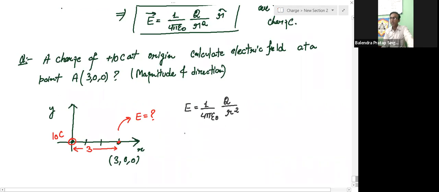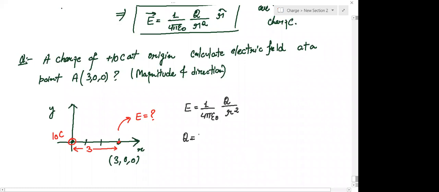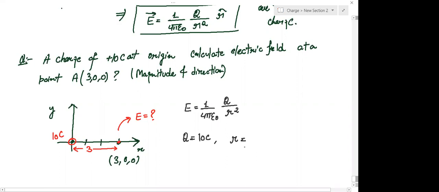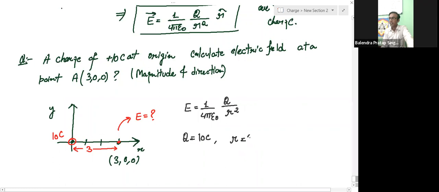Now tell me, what is the value of Q here? Abdul Rahman, what is the value of capital Q here? 10 Coulomb. Okay, and what is the value of r here? Saifullah, what is the value of r here? 3. 3 is the distance which is given here.